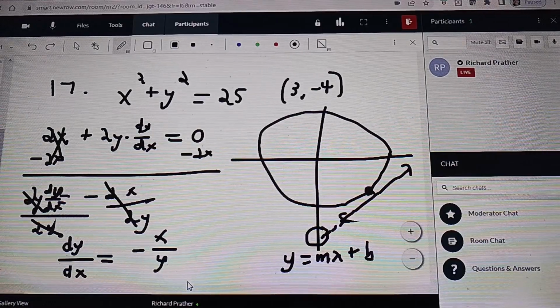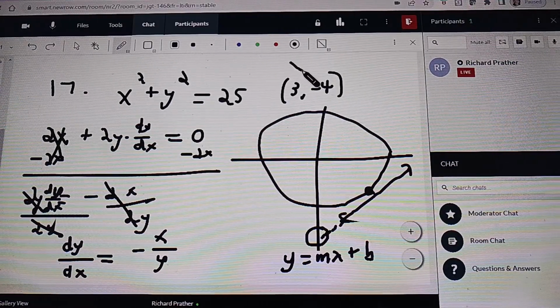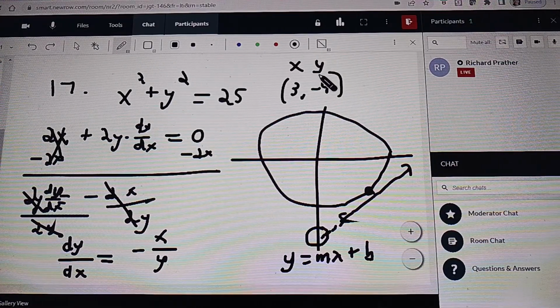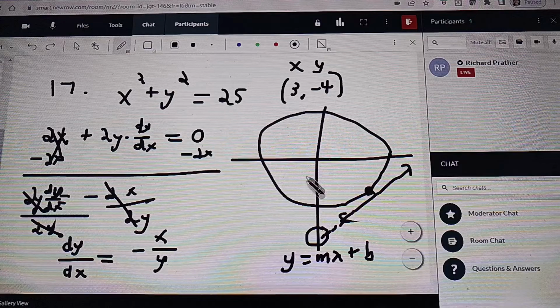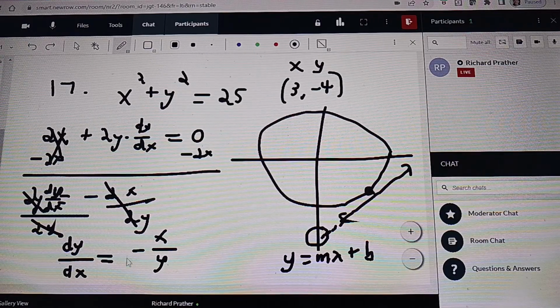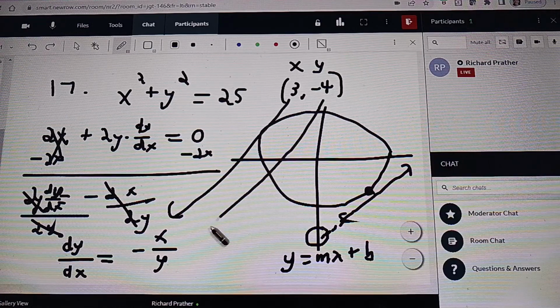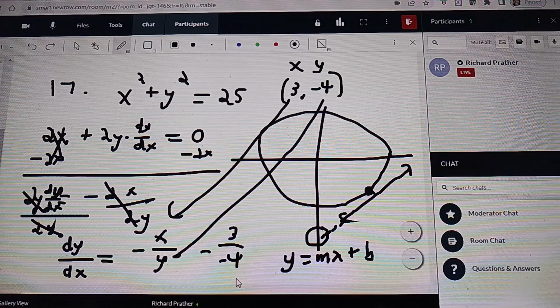If you plug in an x and a y into a derivative, that gives you the slope of a tangent line. Slope of a tangent line is the code word for derivative. And because this derivative has both x and y in it, I really need an x and a y to plug them both in. Put 3 here and put negative 4 down there. You're going to get negative 3 over negative 4, which is really just positive 3/4. The two negatives would cancel.